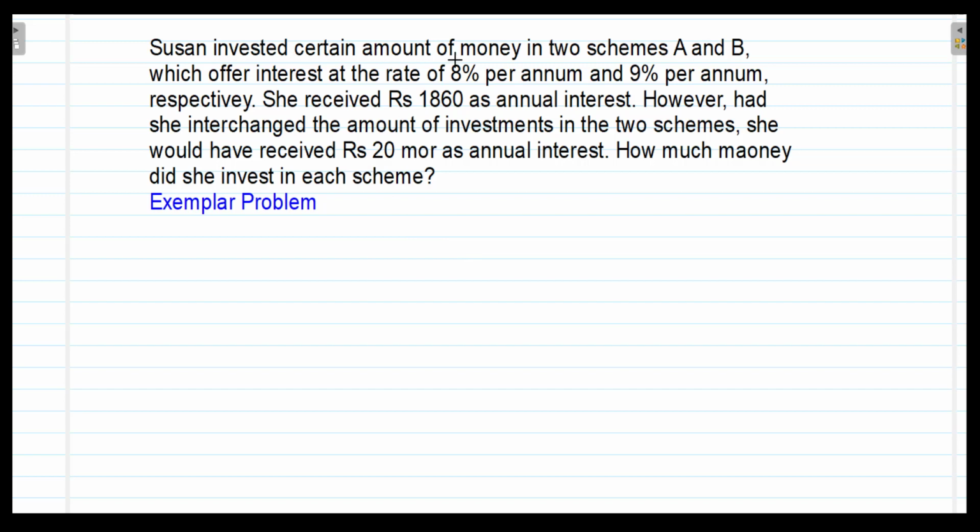Susan invested a certain amount of money in two schemes A and B, which offer interest at the rate of 8% per annum and 9% per annum respectively. She received rupees 1860 as annual interest. However, had she interchanged the amount of investment in the two schemes, she would have received rupees 20 more as annual interest. How much money did she invest in each scheme?